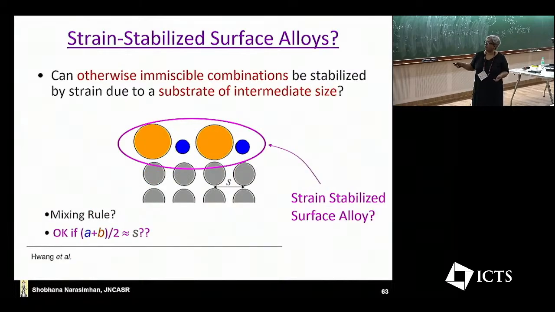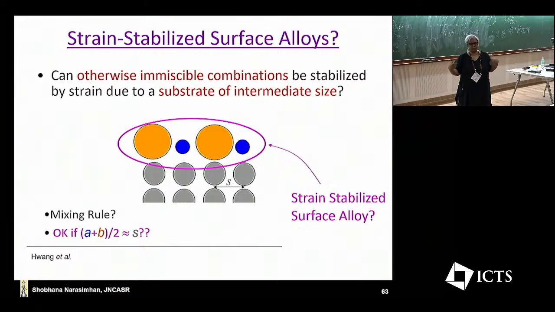And they had this idea of making what's called a strain stabilized surface alloy. So you put only 1 layer of atoms of A and B, and you deposit them on a substrate where the atoms have a size in between that of A and B. Now, people tried to make this, experimentalists tried to make it. In some cases, they were successful. In some cases, it just didn't work at all.